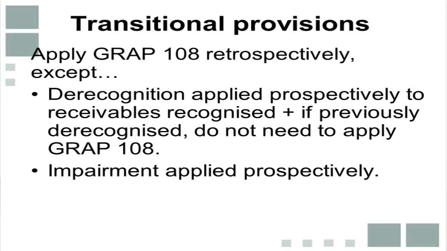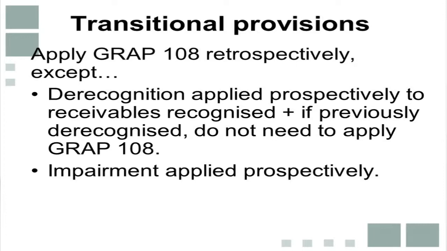So what are the arrangements for adopting the standard for the first time? GRAP 108 you need to apply retrospectively. So this means you would need to look at what your current receivables are and go back and adjust the recognition and measurement of those, both for the current period and the prior periods, except in 2 areas. The first one is derecognition and the second is impairment.